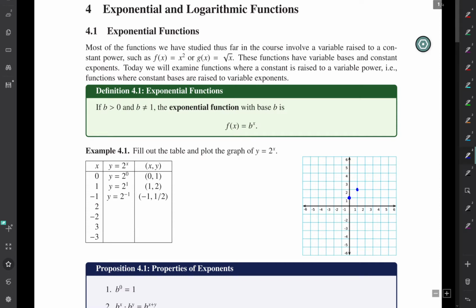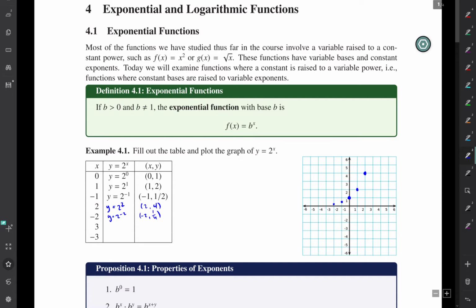If I plug in negative 1, then I get 2 to the negative 1, or 1/2. So that's negative 1, 1/2. And now I need to keep filling this out. So if I plug in 2, I get y equals 2 raised to the 2nd power, or that's 2, 4. If I plug in negative 2, I'm going to get y equals, what would that be, 1/4? Because that would be 1 over 2 squared, which is 1/4. So that would be negative 2, 1/4.